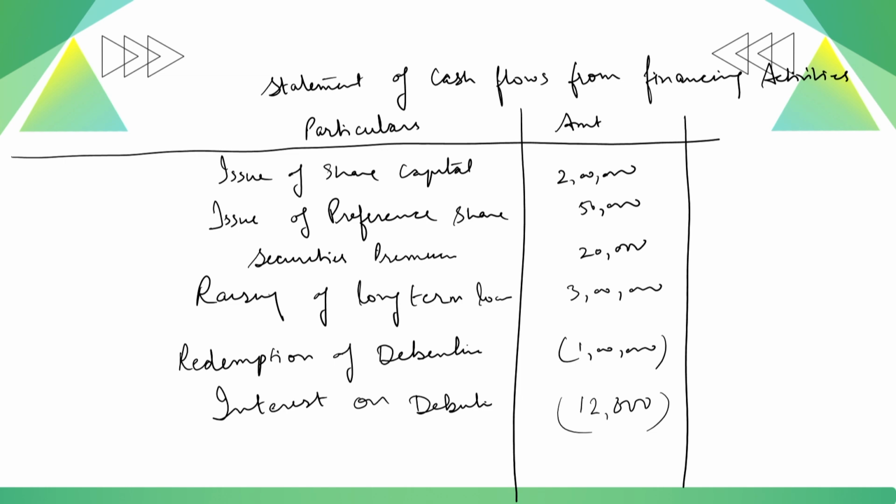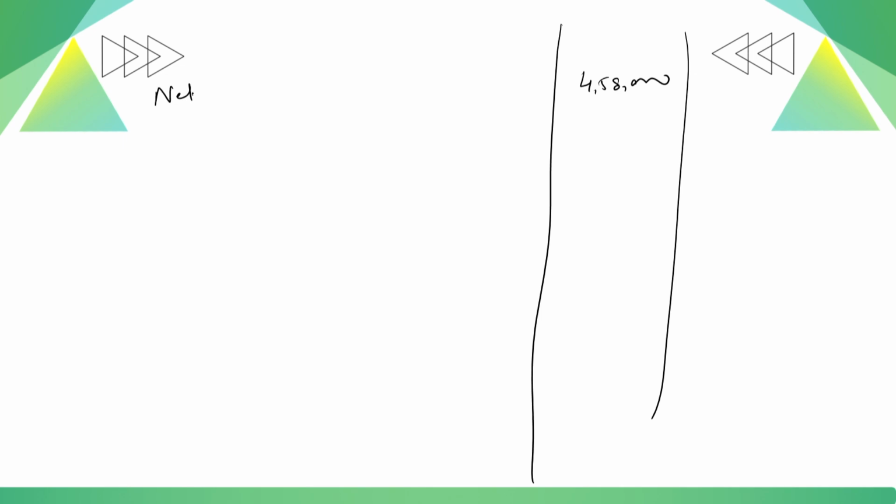So after making the total of the positive items, that comes to rupees 5,70,000 and the negative items is 1,12,000. If we find the difference of the two, we reach the figure of 4,58,000, which means net cash flow from the various financing activities.